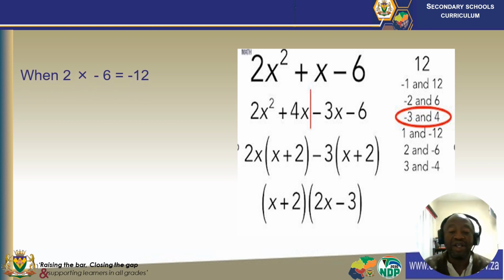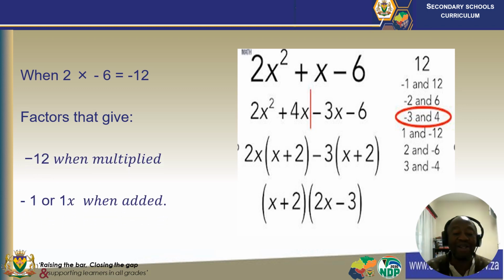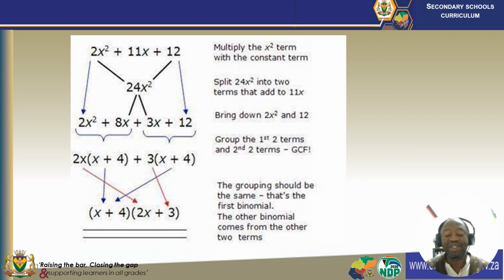Like I said, the coefficient of x squared, 2, multiplied by the constant minus 6 gives minus 12. Look for those factors that will give minus 12 when you multiply them, and then when you add them, they give you 1 or 1x, your middle term. That's how we factorize that expression.